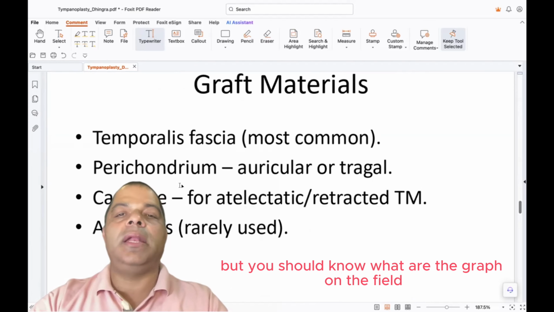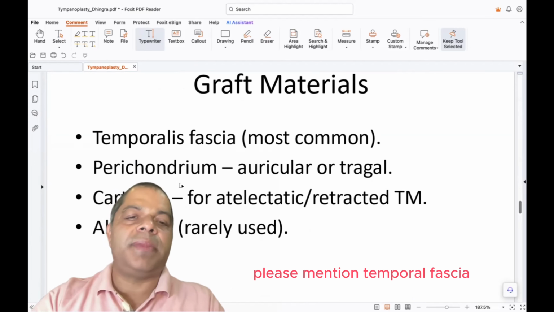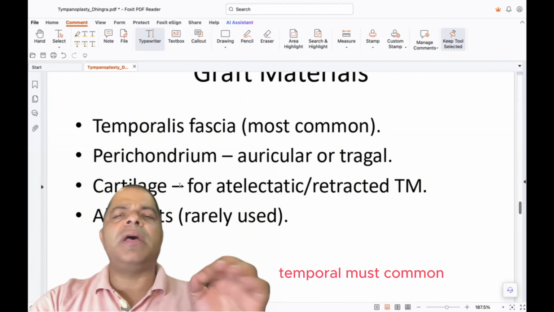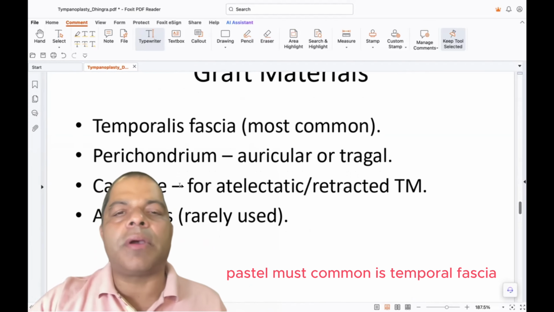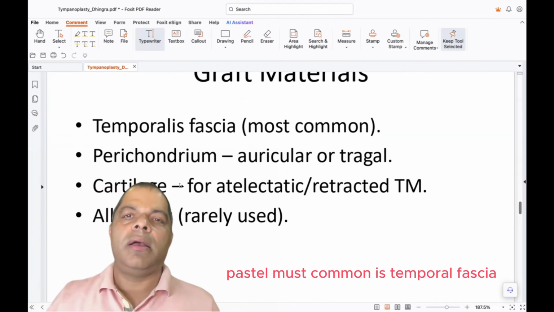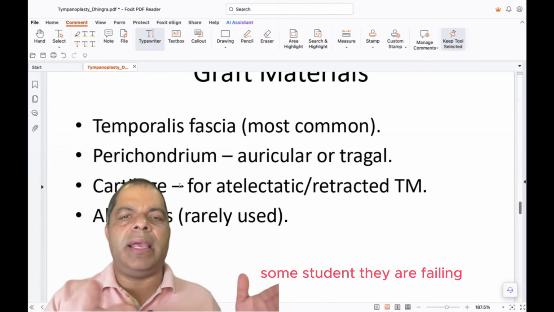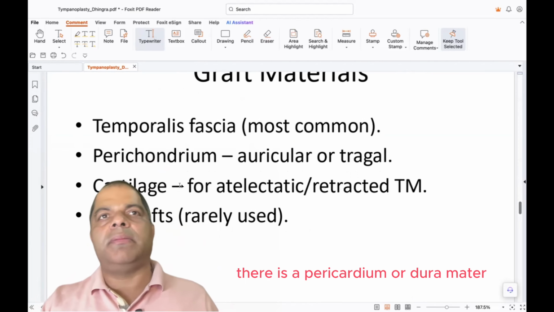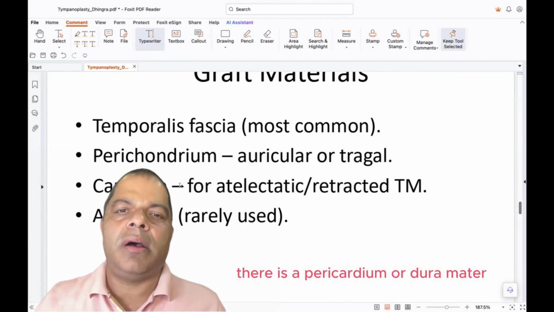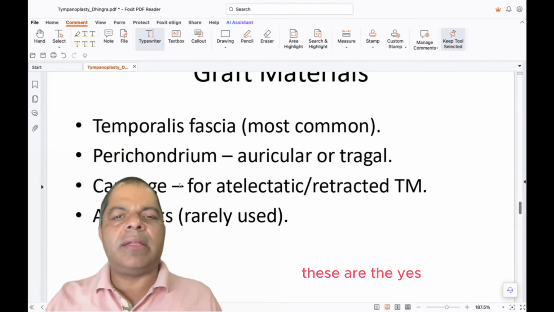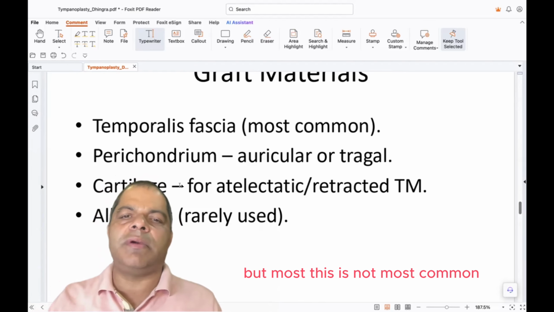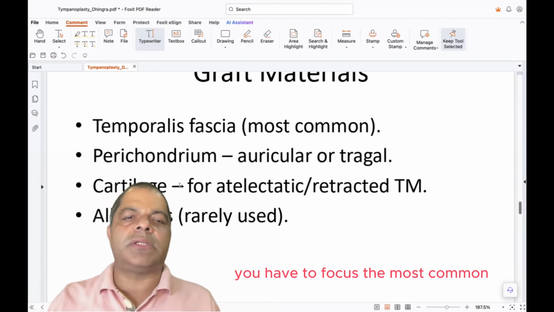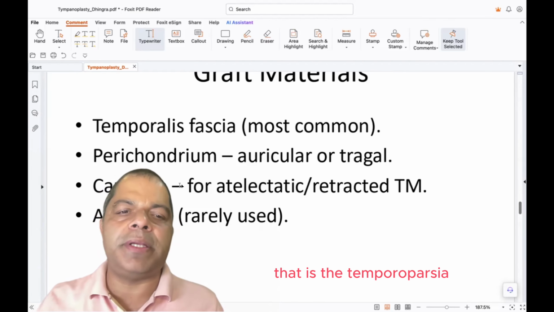What are the graft materials here? Please mention temporal fascia first, the most common is temporal fascia. Some students say pericardium or dura mater. Yes, these are used, but they are not the most common. You have to focus on the most common, that is the temporal fascia.